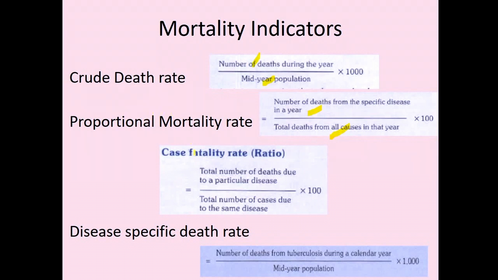Case fatality rate is the killing power of the disease. That means out of the total cases affected, how many deaths happen due to the disease. So total number of deaths divided by total number of cases will give case fatality rate. Disease specific death rate is the number of deaths due to the particular disease in the calendar year divided by the total population. So this is crude death rate.